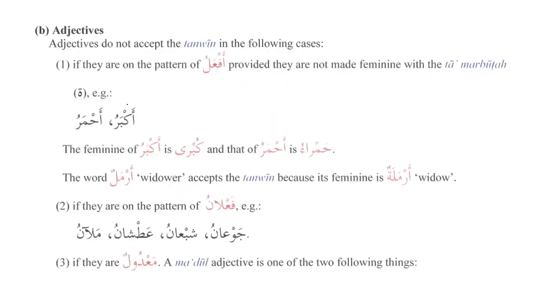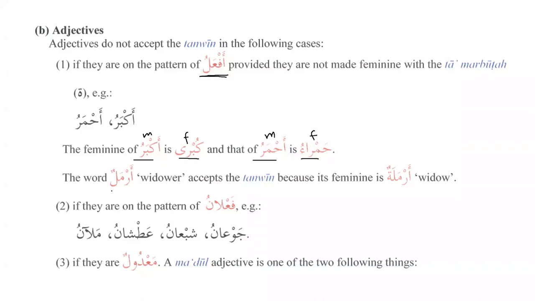So that was the name of the Sahabi, radiyallahu anhu. Now we talk about the adjectives. Adjectives do not accept tanween in the following cases if they come on the pattern of af'alu. So whether they are nouns or adjectives, the only thing that we need to remember is that whenever they come on the pattern of af'alu, the nouns will not accept tanween. For example, akbaru and ahmaru. Sorry, akbaru is masculine and kubra is feminine. Similarly, ahmaru is masculine and hamra'u is feminine.